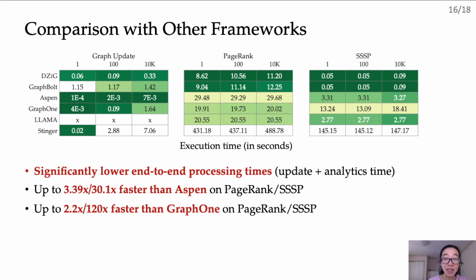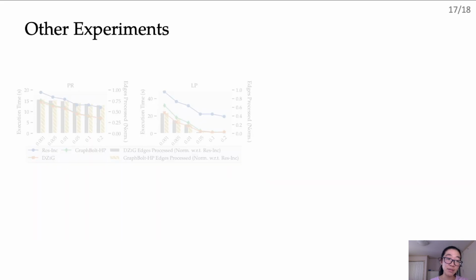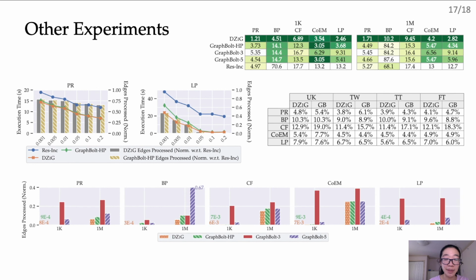When it comes to graph mutation times, DZiG's dynamic graph data structure enables fast graph mutation and is competitive with modern solutions. In fact, for a large number of simultaneous mutations, DZiG's data structure is actually much faster than recent works like Graph1. There are also plenty of other experiments that I haven't covered in my talk. For instance, we studied the performance across different degrees of sensitivity to changes and the memory consumption by our dependency tracking mechanism. I would highly encourage you to check out our paper for these details.